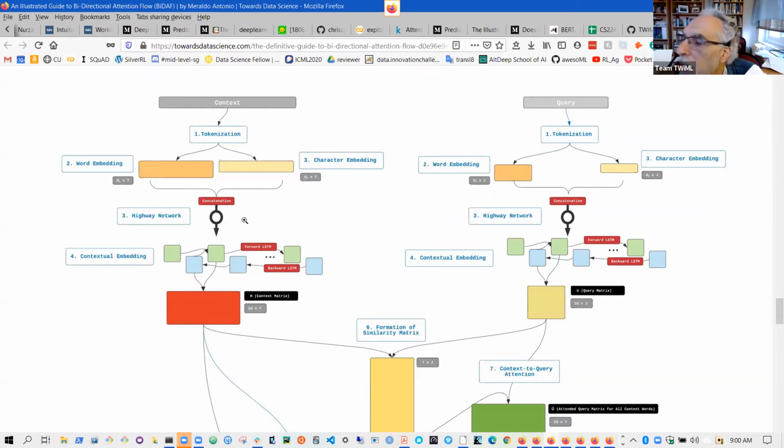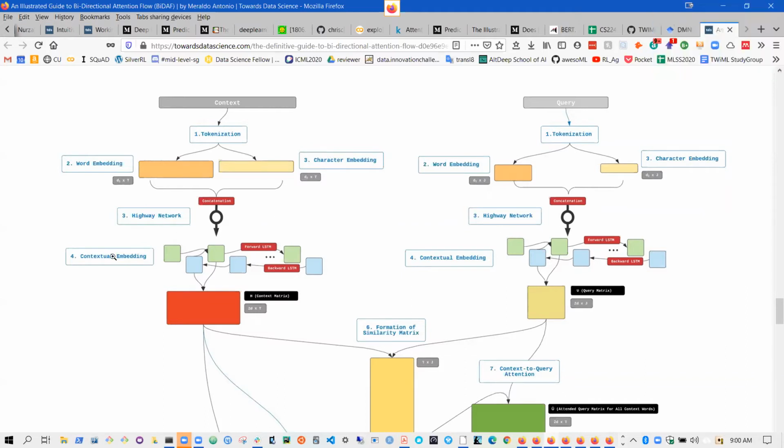Talks about a highway network, where I don't understand what that term means. That's like the residual net. It just forwards it. The highway network is the other way of passing on the residual. So it's just something to reinforce what you get.